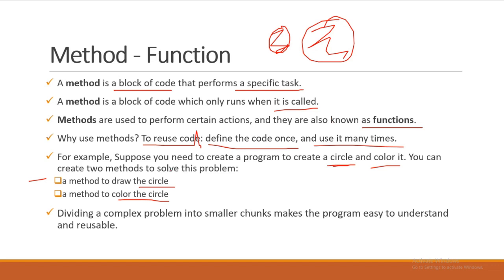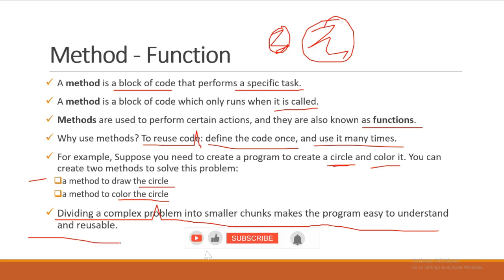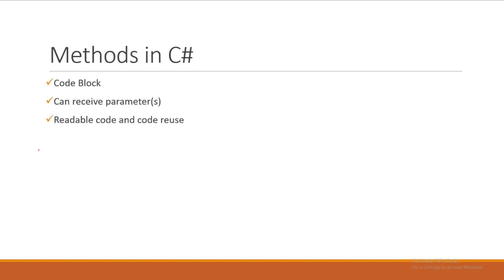That is the goal: dividing a complex problem into smaller chunks makes the program easy to understand and reusable. That is why we use methods and functions basically for this aim. Methods in C# are code blocks that can receive parameters, can be without parameters, can get one parameter or two parameters. Readable code and code reuse. These are methods and functions in C#.